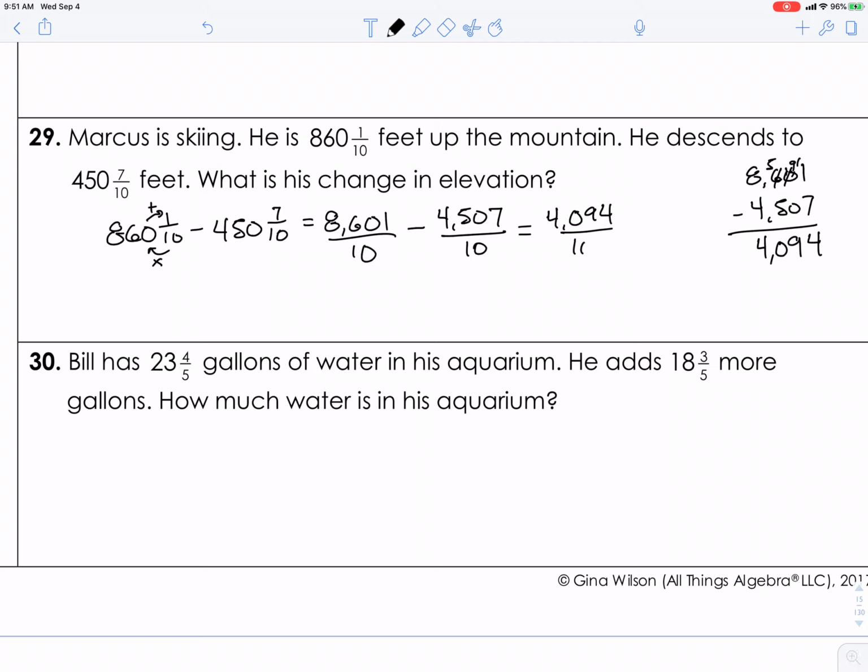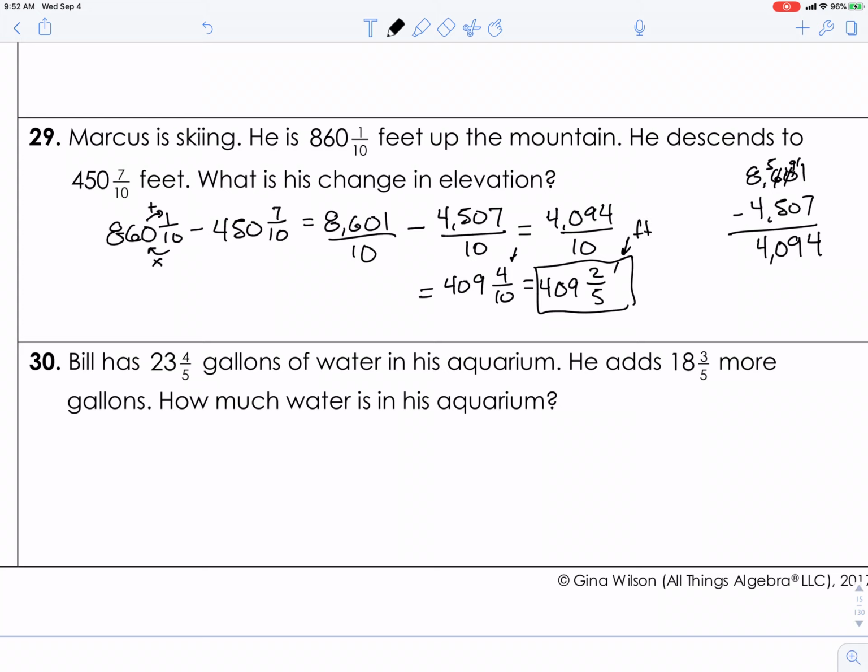Then I just figure out, okay, how many times does 10 go into 4,094? Well, it goes, put it down here, equals 409 and 4 tenths left over. Am I done? No, that fraction can be reduced again. That's a simple one. I know 2 goes into both of those, so I'm still left with 409. 2 goes into 4 2 times, 2 goes into 10 5 times. That's my final height. That little mark right there means feet.